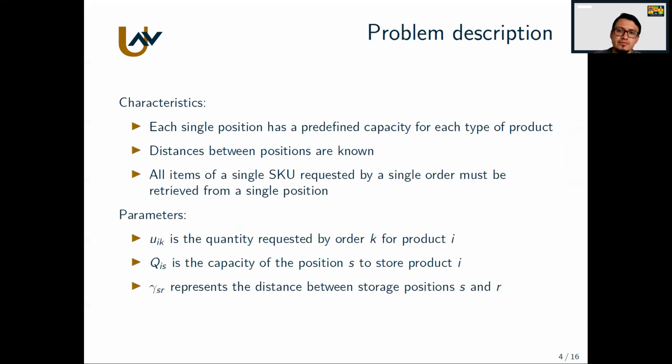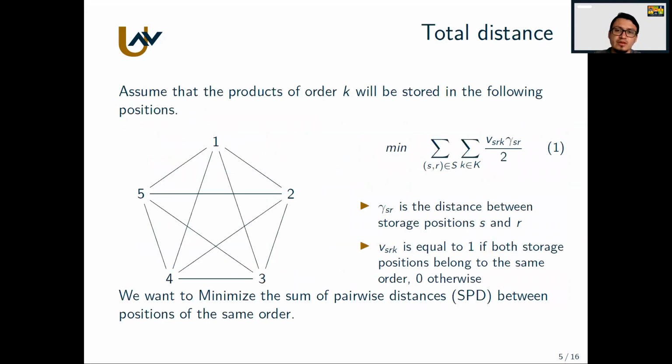same order. The main characteristics of this problem are related, for example, to the capacity of the positions for the different products. Each pair of distances between 2 positions is known, and each ordered item must be retrieved from a single position. That means, for example, if one specific customer is demanding 3 units of a specific item, those 3 units must be retrieved from a single position instead of 2 or 3. Those are the most important parameters that we are going to use to tackle this problem.